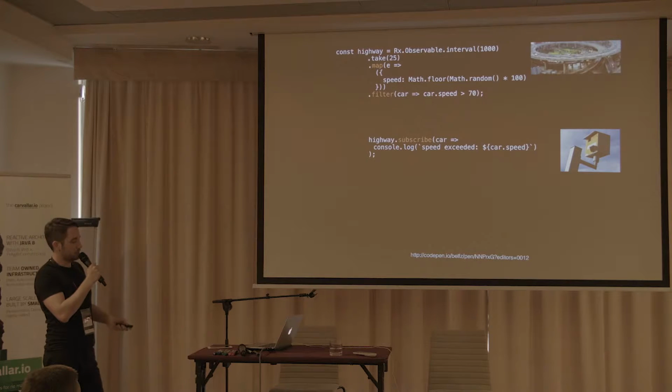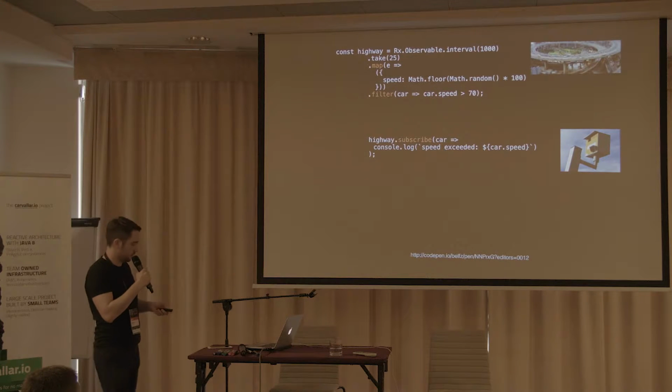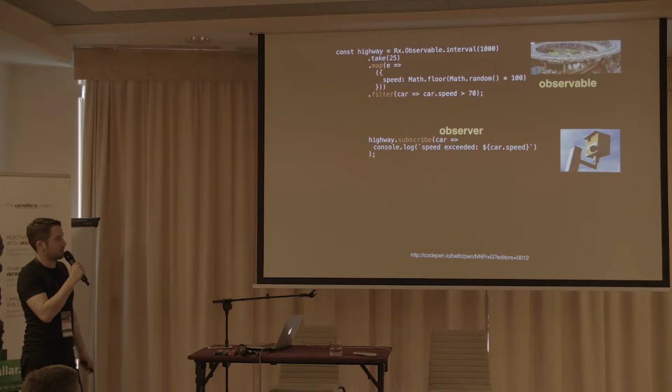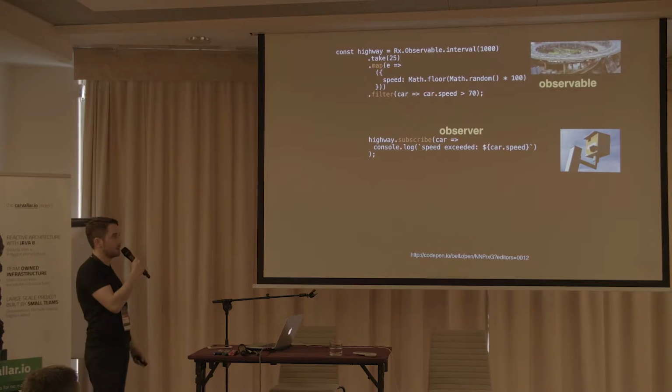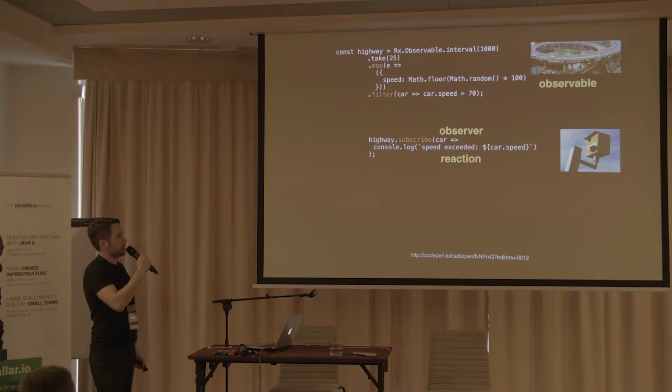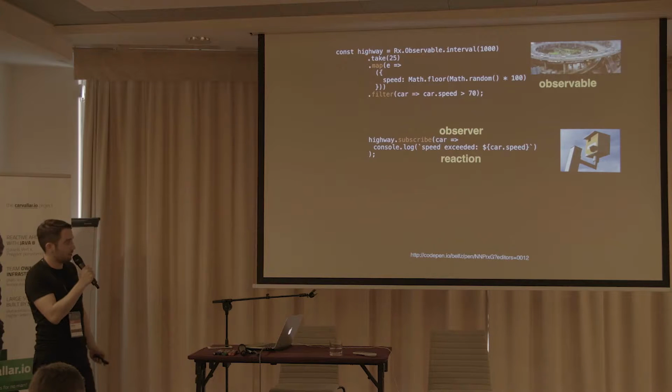Now, who is an observable? Who is the observer here? So, yeah, the speed camera is an observer. The highway with the cars is an observable. That's a simple thing. And there's a reaction to the events emitted by the highway, so by the observable.